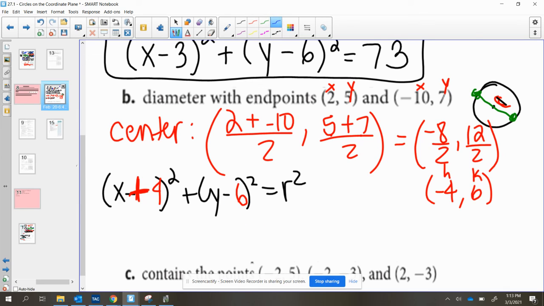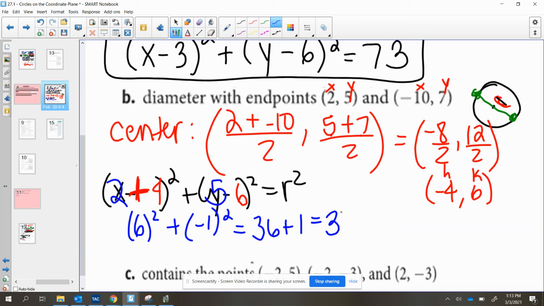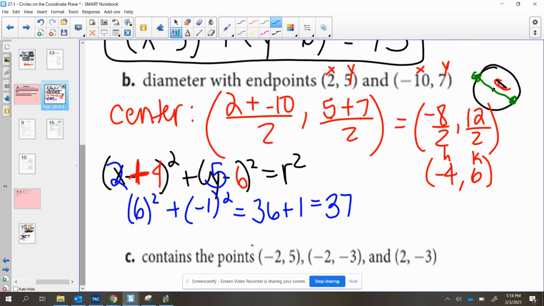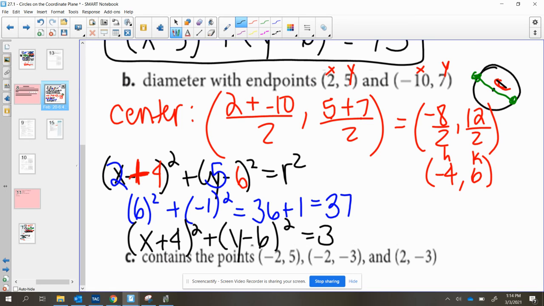And again, to test out the r squared, it does not matter if you use 2 and 5 or negative 10 and 7. I'm going to use 2 and 5 because I like dealing with positive numbers only. So if I have that option, I'm going to use it. So 2 and 5 get plugged in. 2 plus 4 is 6 squared. 5 minus 6 is negative 1 squared. So 36 plus 1, again, negative number squared or positive, gives us 37. So our final answer for the equation of this circle is x plus 4 quantity squared plus y minus 6 quantity squared equals 37.